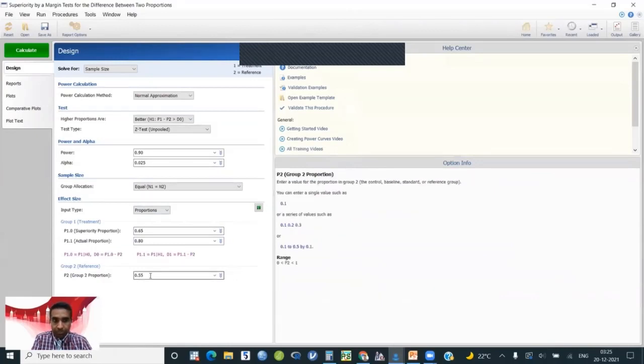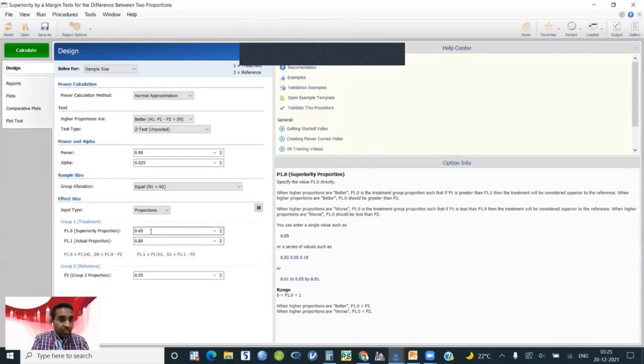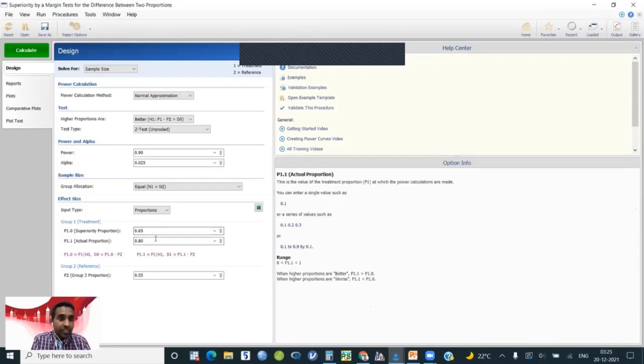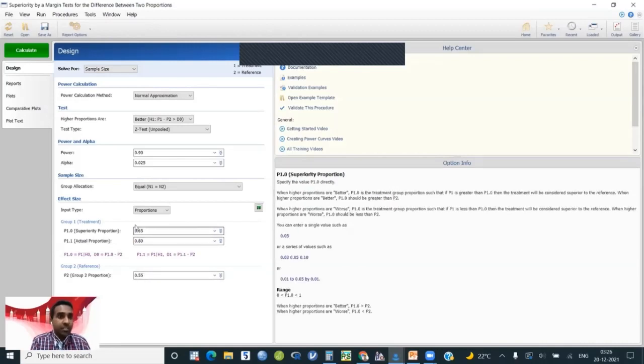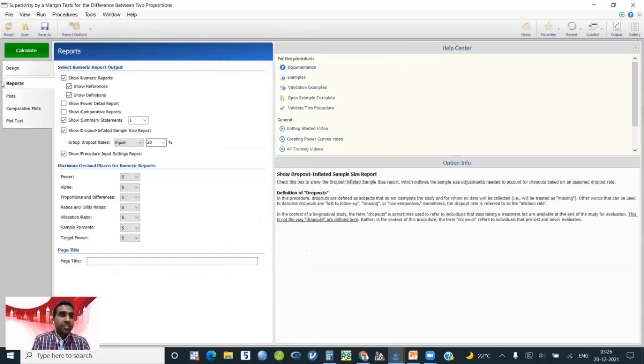And proportion of success in brufen group is 55%. And actual proportion of success in imol plus group, that is the synergistic effect group, is 80%. But the researcher wants to prove at least 10% superiority margin, and he wants to test that hypothesis. It's not the null hypothesis, something different here. So he kept the superiority margin at 10%. So it is 55 plus 10 is 65%. And what about the dropouts? Dropout is 20%. Yes, okay.